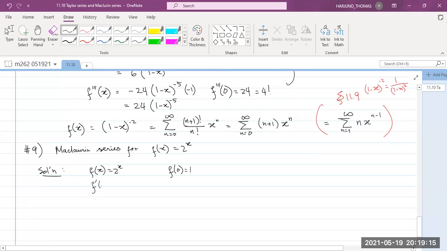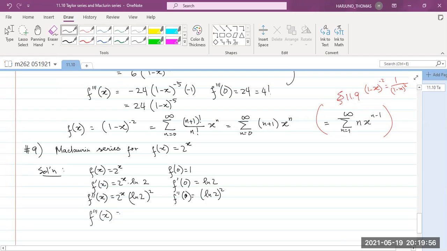How about the first derivative? That's 2 to the x times ln 2. No, not ln x, ln 2. What am I doing? So f prime of 0 is ln 2. If you do the derivative again, then you will get 2 to the x ln 2 times another ln 2, so ln 2 squared. I hope we start seeing some pattern. Let's do one more time. The derivative of 2 to the x ln 2 squared will have another ln 2. So in general, the nth derivative at 0 will be ln 2 to the power of n.